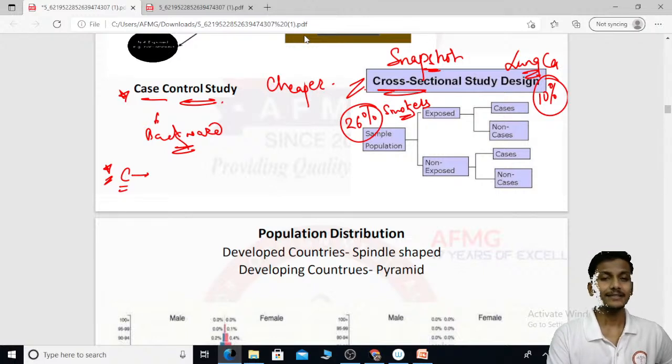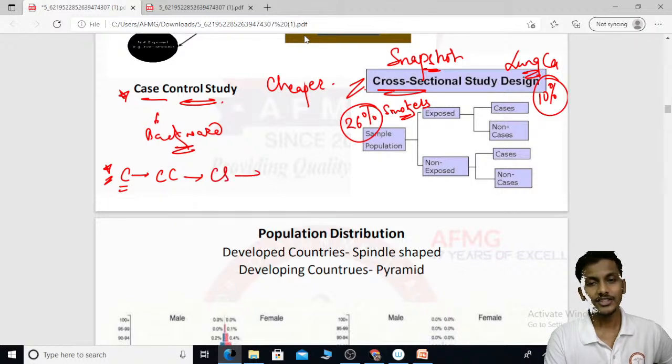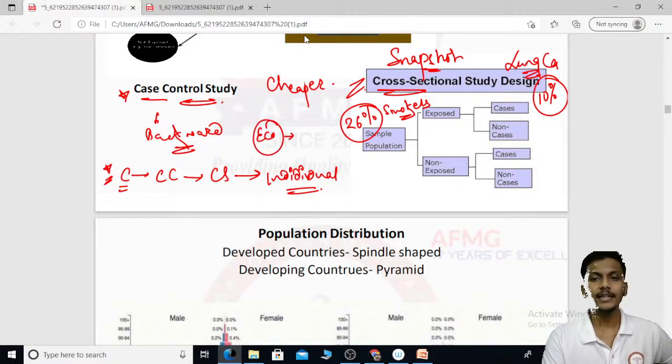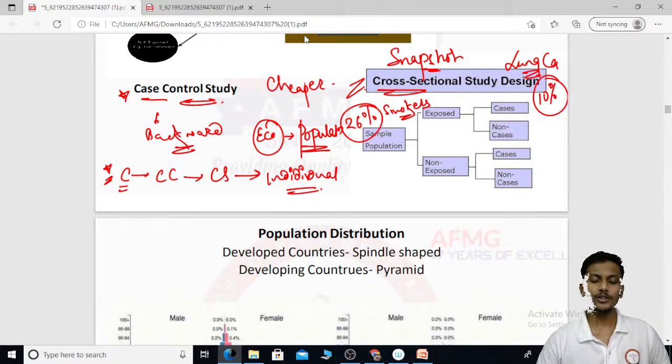Please remember, guys, in cases of cohort, case control or cross-sectional study design, the individual is the unit of study. Okay, we actually take an individual into consideration. So please remember, it is an individual who is taken into consideration in cases of cohort, cross-sectional as well as case control study design. Only in cases of ecological study, population would be the unit of study.